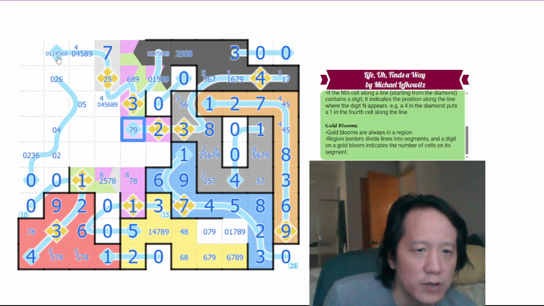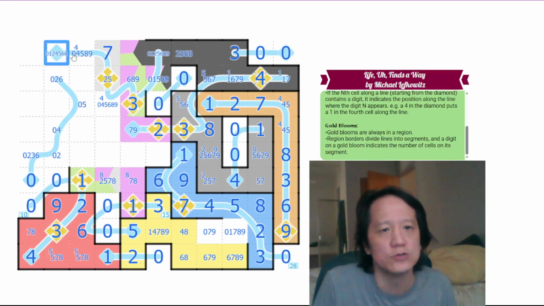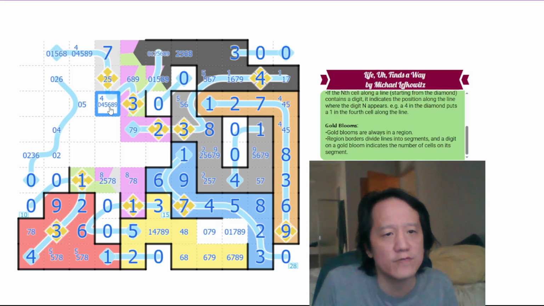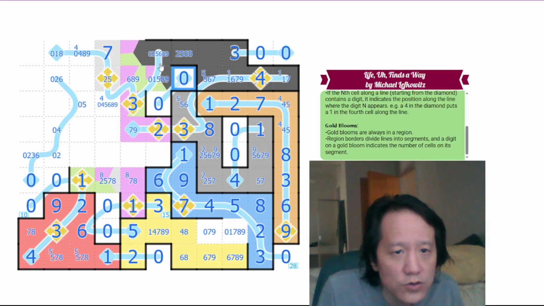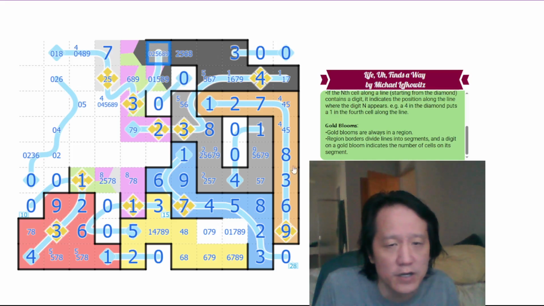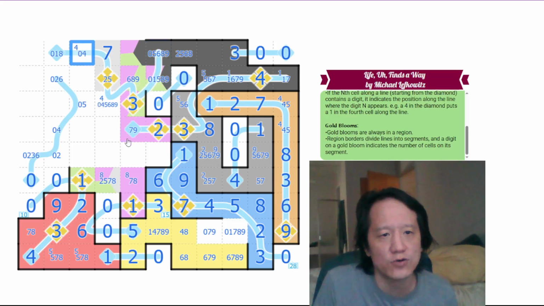Where can 1 be? 1 can be in 1, cannot be in 2, cannot be in 4, cannot be in 5, cannot be in 6, could be in 8, but cannot be in 9, so that can't be 1. 2 can be in 4, no 5, no 6. It cannot be in 8, or no, okay, this can't be 2 either. Can't be in 8 or 9. So this is 0, 4 here.